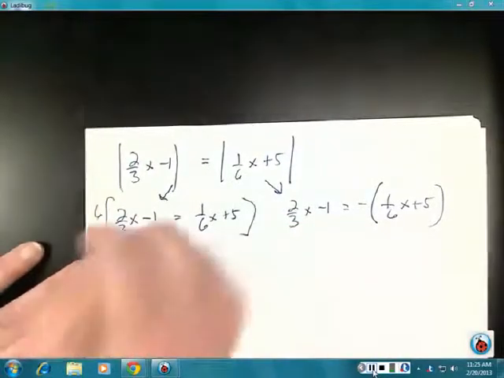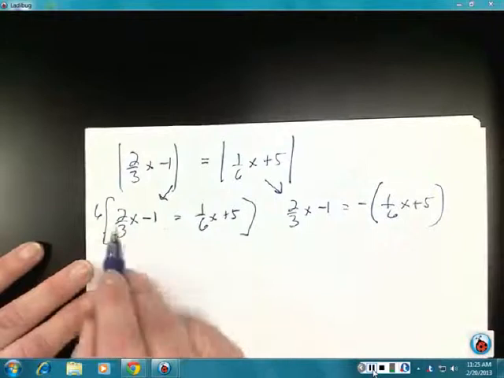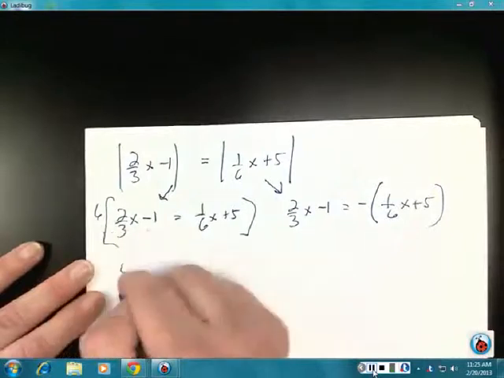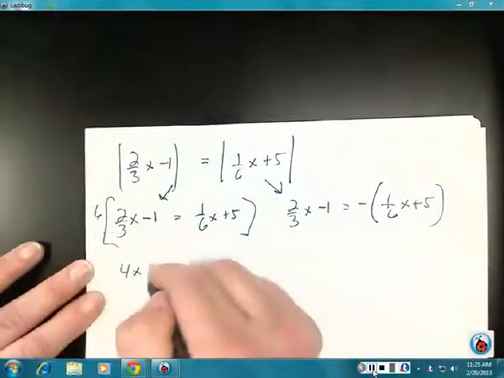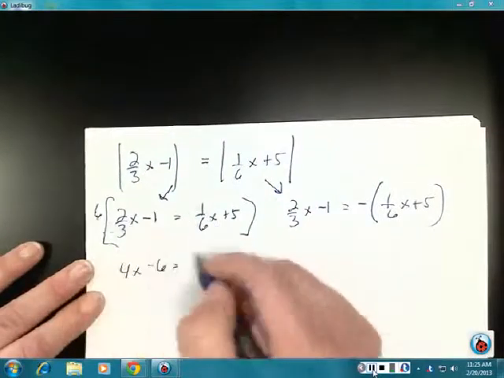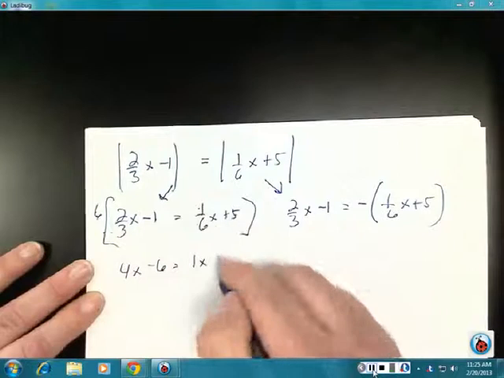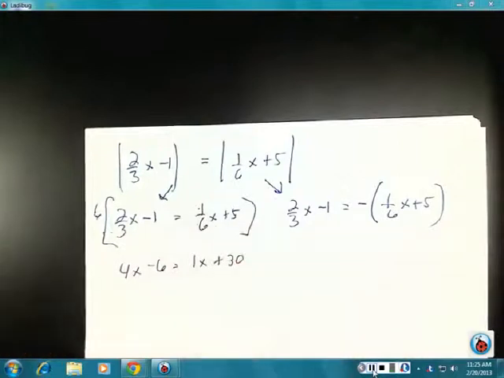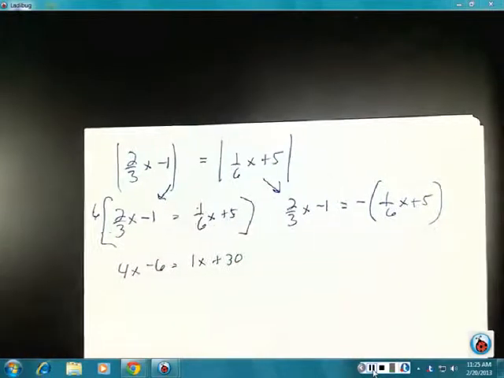Multiply this side by 6, because that's my common denominator. 3 goes in 6 twice. 2 times 2 is 4x. 6 times the negative 1 is negative 6. 6 goes into 6 once. 1 times 1 is 1x. And 5 times 6 is 30. Okay? And then finish it.